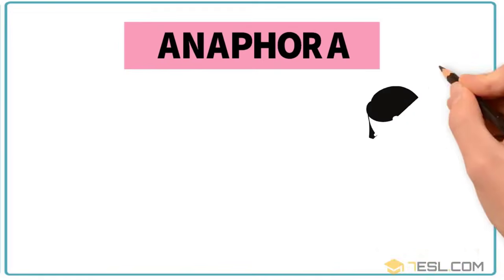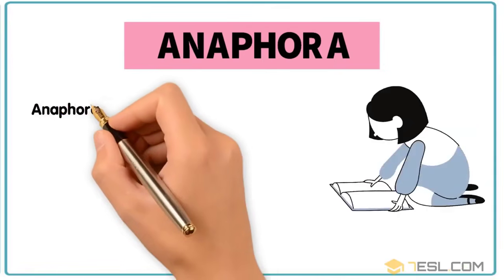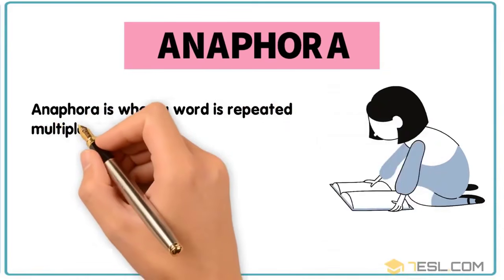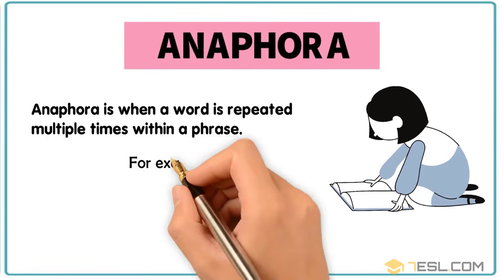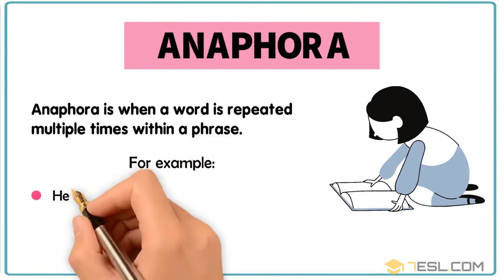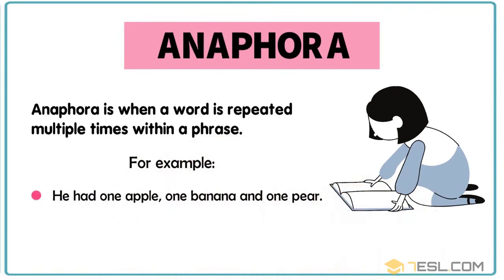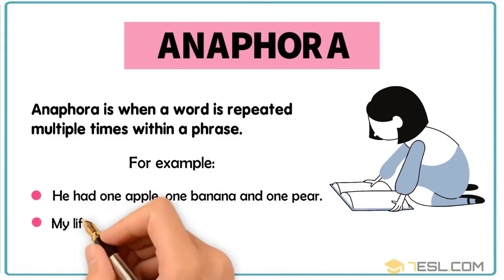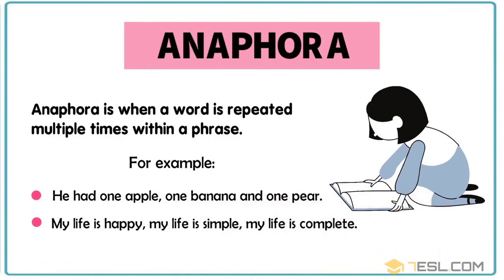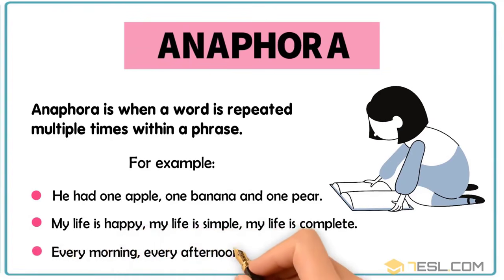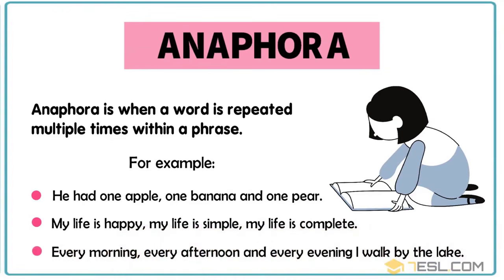Anaphora. Anaphora is when a word is repeated multiple times within a phrase. For example, "He had one apple, one banana, and one pear." "My life is happy, my life is simple, my life is complete." "Every morning, every afternoon, and every evening, I walk by the lake."